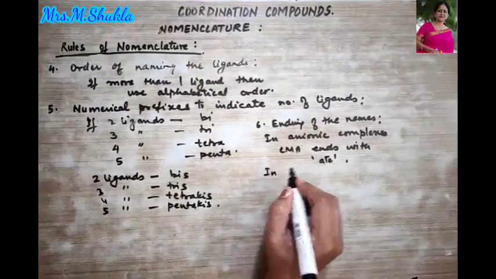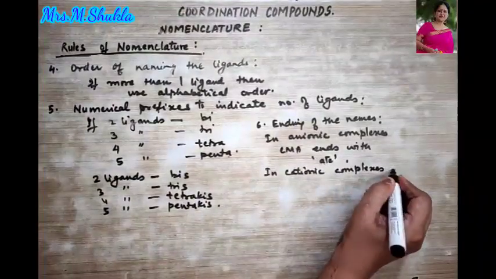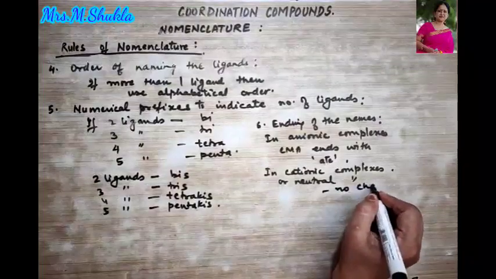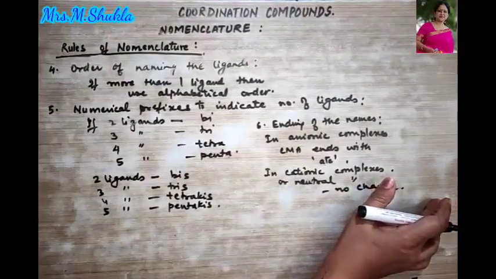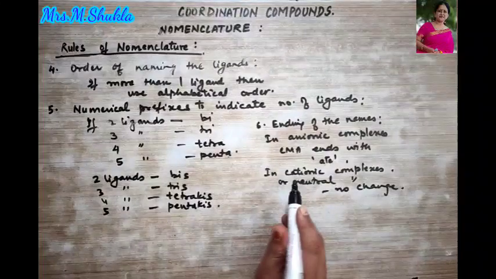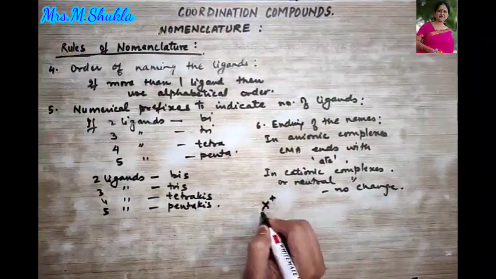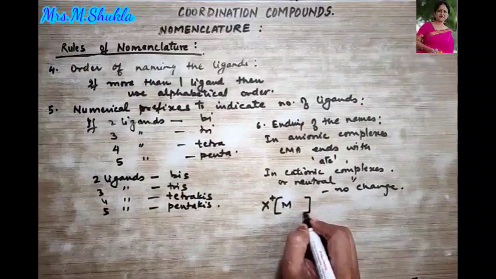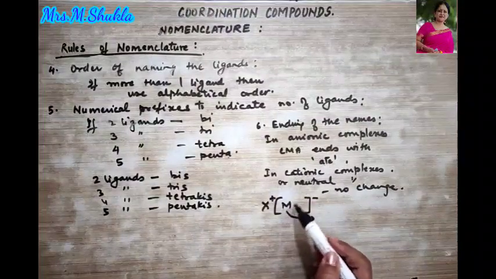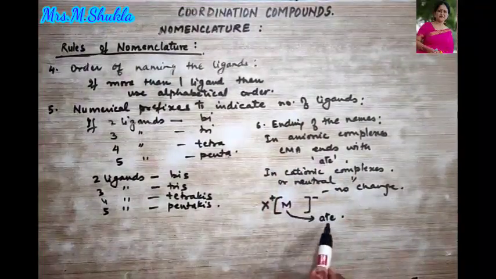Ate. And in cationic complexes or even the neutral complexes, there is no change. We do not change the name. Okay, so let us understand this in this form. When I say anionic complex and cationic complex, an anionic complex is like this. This is the entity inside, your central metal atom, and this is the minus sign over here. So in this case, the central metal atom will end with the word ate.